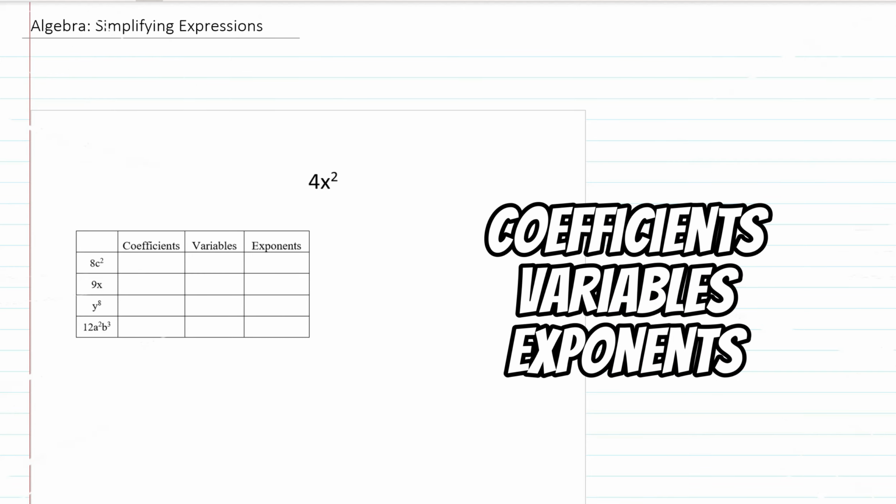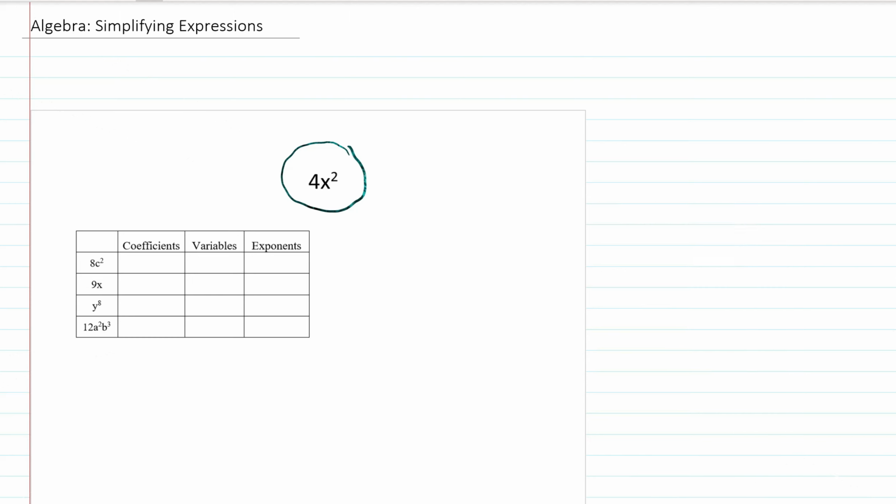Hey everyone, let's take a look at a quick mini lecture on simplifying algebraic expressions. So looking at this 4x to the second power, there are a few pieces that we want to identify. Of course, we see the 2, written as a superscript. Well, that's known as the exponent.